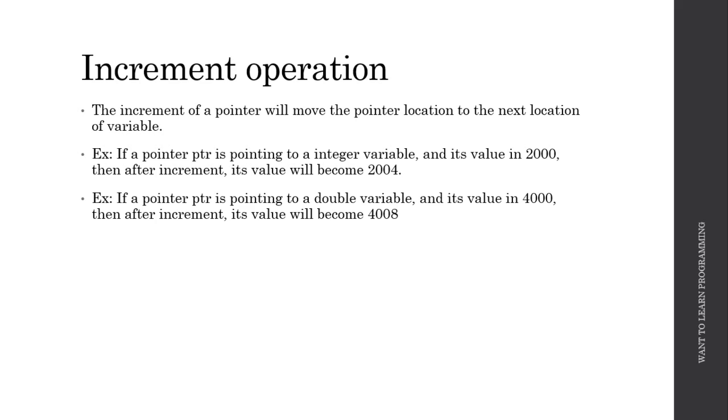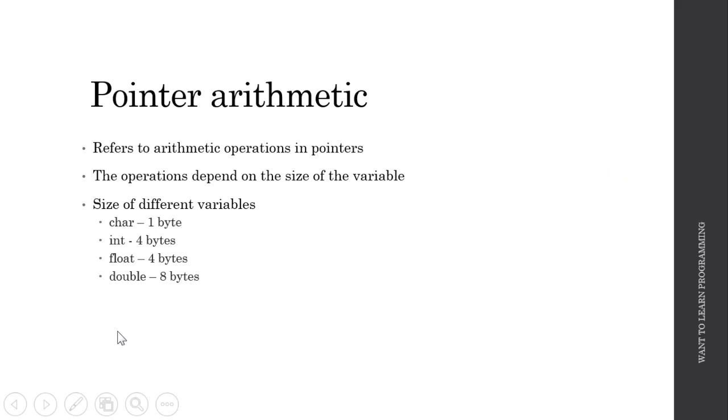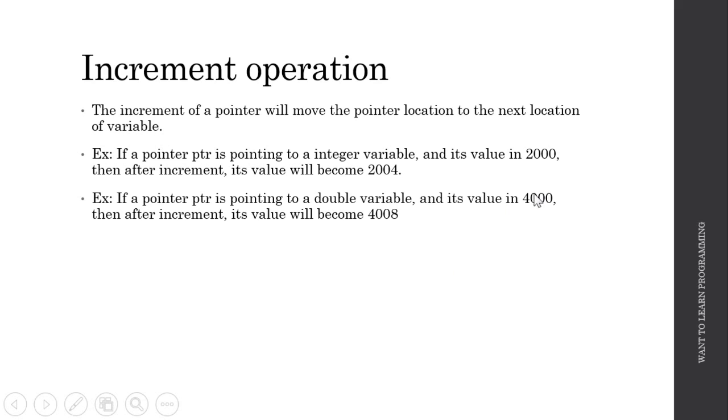Similarly, if the pointer ptr is pointing to a double variable with its value 4000, then after increment its value will become 4008, because 8 bytes get added to it. Like we saw in the size of variables chart, double is 8 bytes, so 8 bytes get added to 4000, not 1. So this increment operator does not increase the size of location by 1, but it increases the size by the variable size of what the pointer is pointing to. The syntax is as similar, that is ptr++.